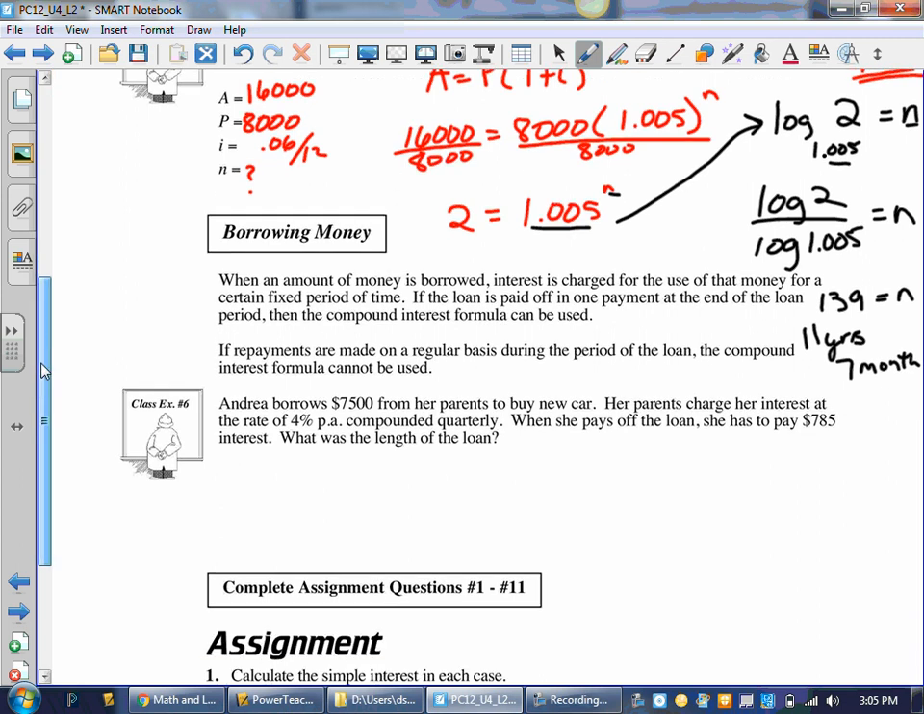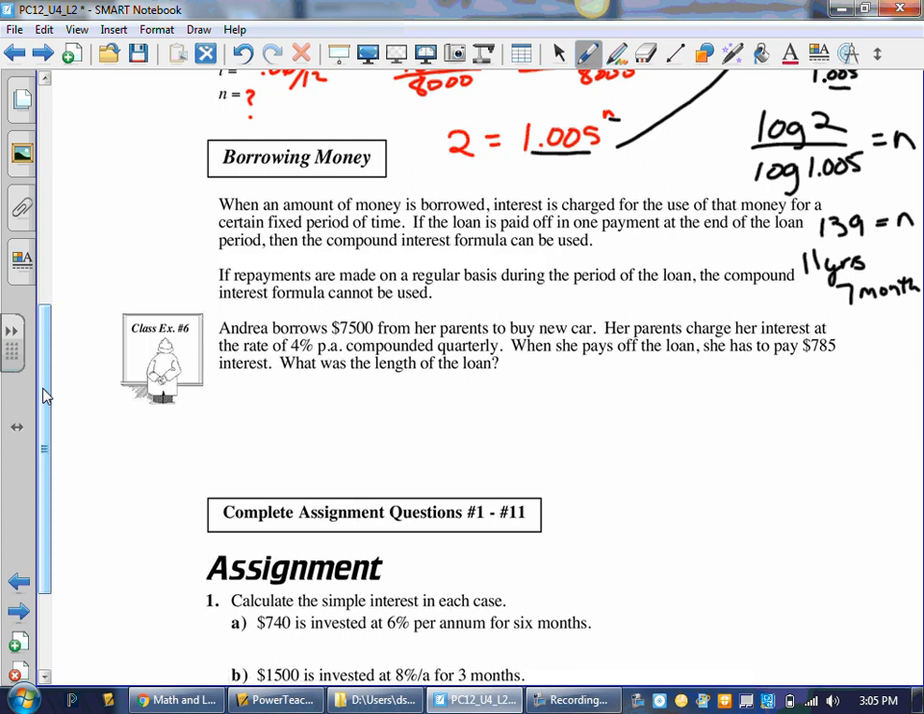Okay. Now, sometimes you borrow money. When an amount of money is borrowed, interest is charged.